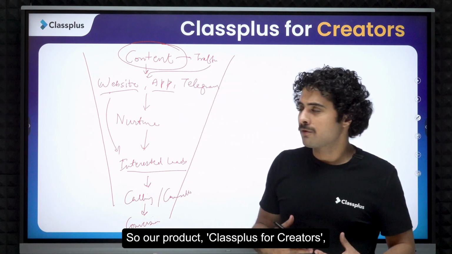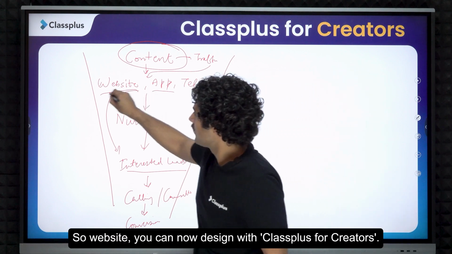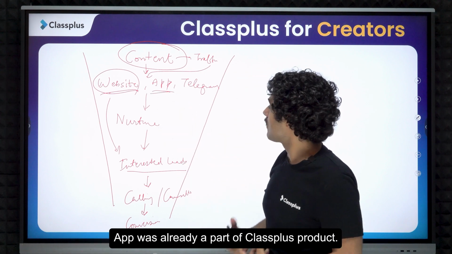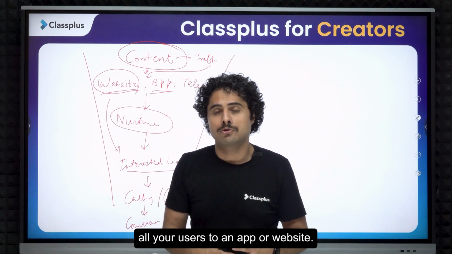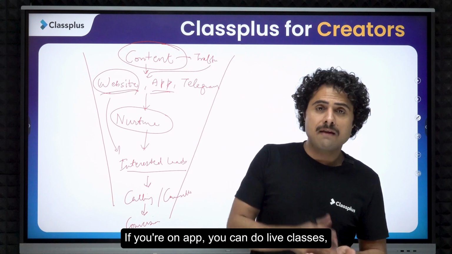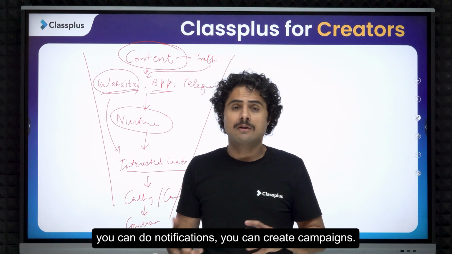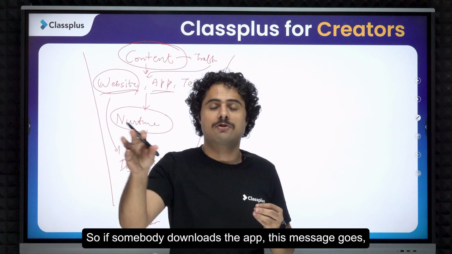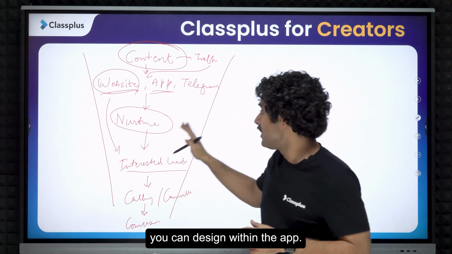So our product, Classplus for Creators, actually takes care of the entire journey. Let me tell you how. Website, you can now design with Classplus for Creators. App was already a part of the Classplus product. You can do nurturing, so you can bring all your users to the app or website. If you have an app, you can do live classes, you can do notifications, you can create campaigns. So if somebody is coming to an app, you can actually design campaigns. If somebody downloads the app, this message or this notification goes. The whole customer journey, you can design within the app.